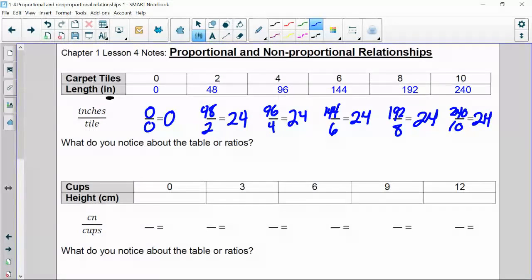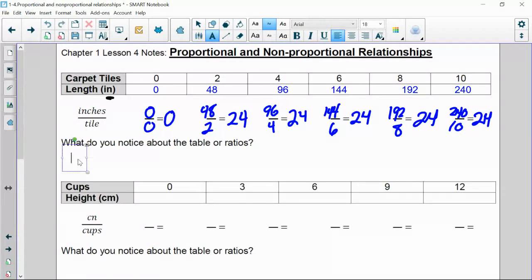So what is something that we notice about the table or ratios? Our ratio is taking the two numbers and computing to find its unit rate. One thing I noticed, what do they all reduce to? They all reduce to 24.